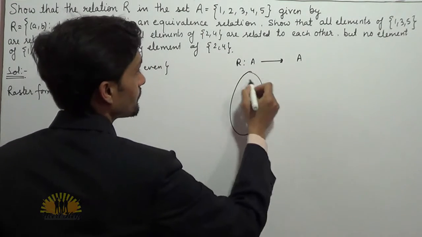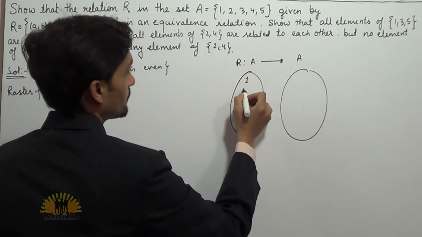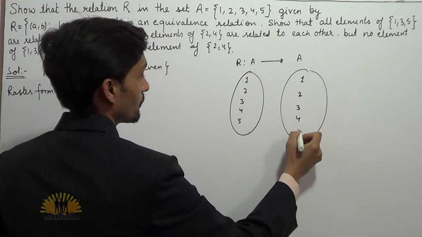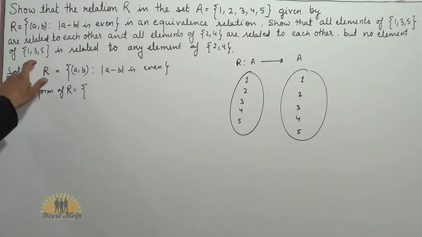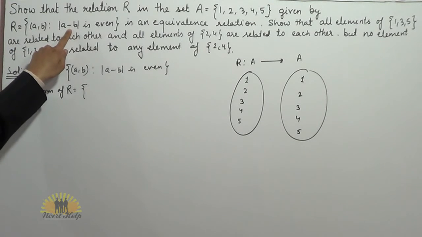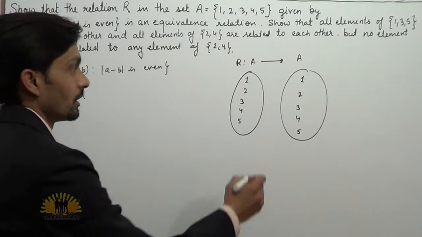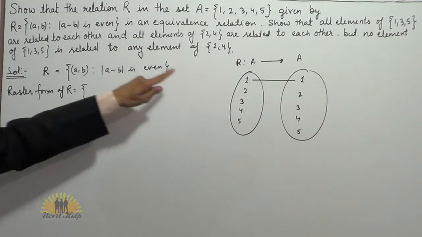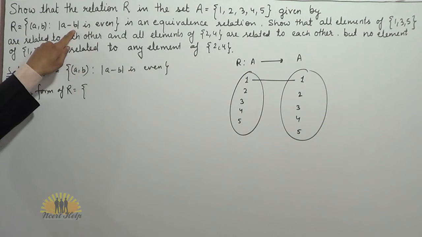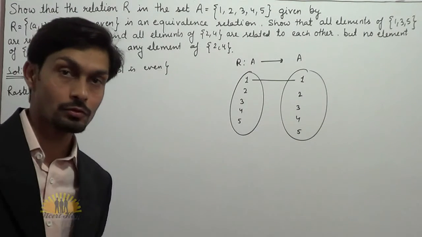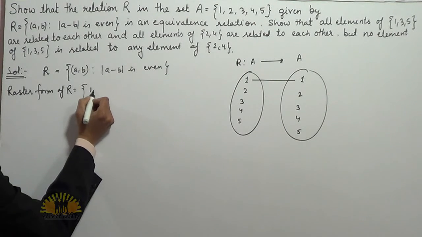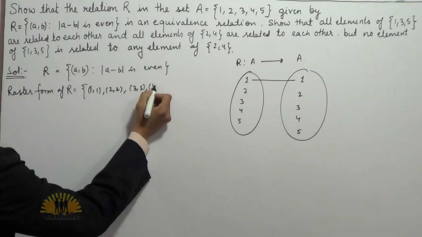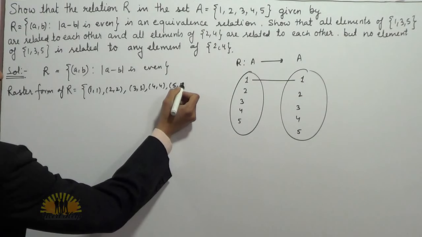And A contains 1, 2, 3, 4, 5. R will contain ordered pairs (a, b) where the magnitude of a minus b is even. So, whether (1, 1) belongs to R. For (1, 1), the magnitude of 1 minus 1 is 0. So, (1, 1) will definitely belong to R. So, R will contain (1, 1). Similarly, (2, 2), (3, 3), (4, 4), (5, 5).